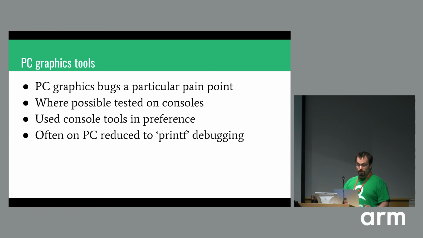If it was a PC exclusive bug, just because of the vagaries of the platform or because it was a bug in some PC only graphics technique, then oftentimes the tools wouldn't really work and I'd be reduced to printf debugging. Everyone's kind of done this. You edit your shader so it outputs a particular color and you try to diagnose what's going wrong based on red or green appearing on the screen. It's not a very good workflow.